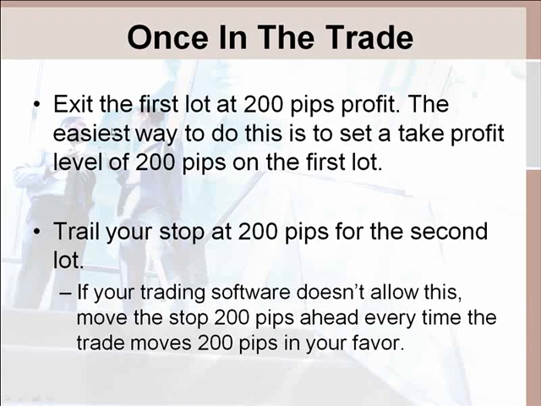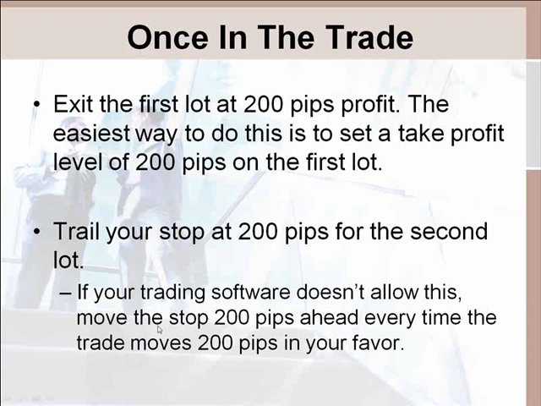And then once you're in the trade, we have two lots in when we enter. We're going to exit the first trade at 200 pips profit. So the first lot gets taken out when we reach 200 pips profit. The easiest way, of course, to do that is to set a take profit level of 200 pips on your first lot traded. And then for the second lot, once this first lot is taken out, we're going to set our stop loss to 0.